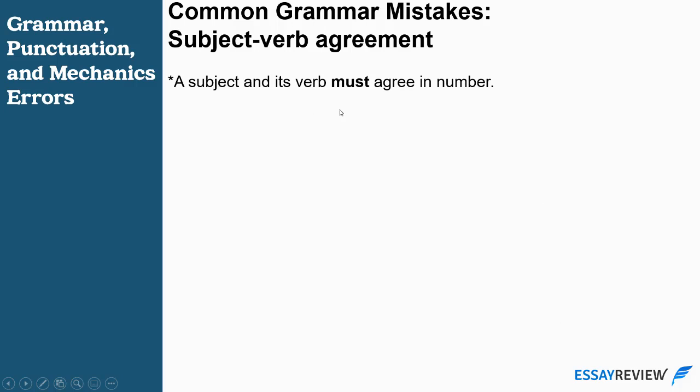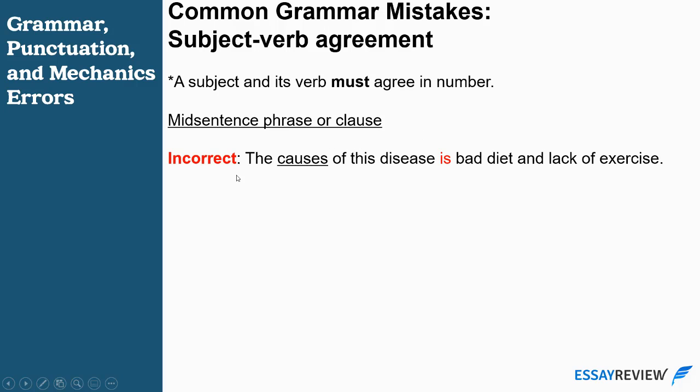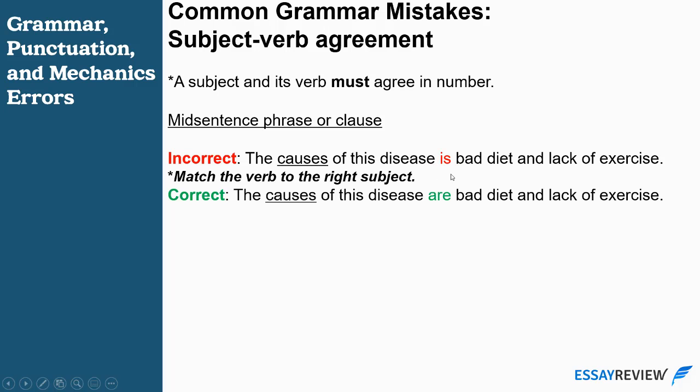Okay, subject-verb agreement. So a subject and its verb must agree in number. There's some tricky sentences people miss, such as when in the middle of the sentence there's a phrase or clause. So this is incorrect: "The causes of this disease is bad diet and lack of exercise." What should we change this to? Are. And do you see why the writer might be confused? Because they might see, oh, this term coming right before the verb is singular. Yeah, and the subject is causes. Yeah, the causes of the disease. This is a pretty simple one, but it can get trickier.